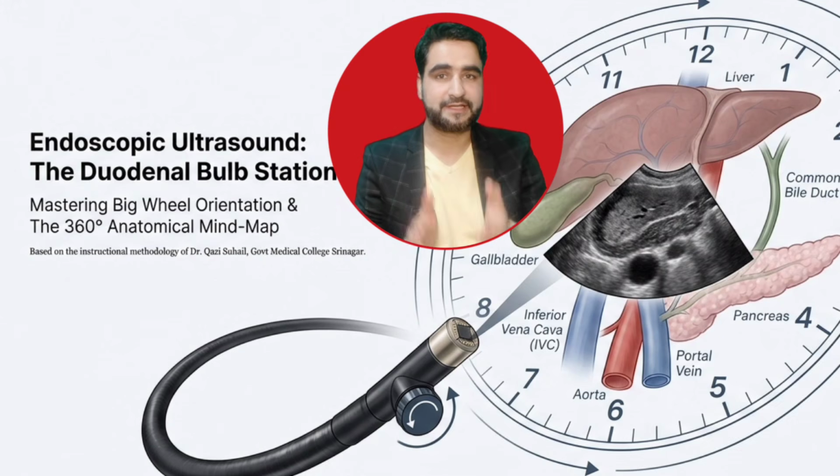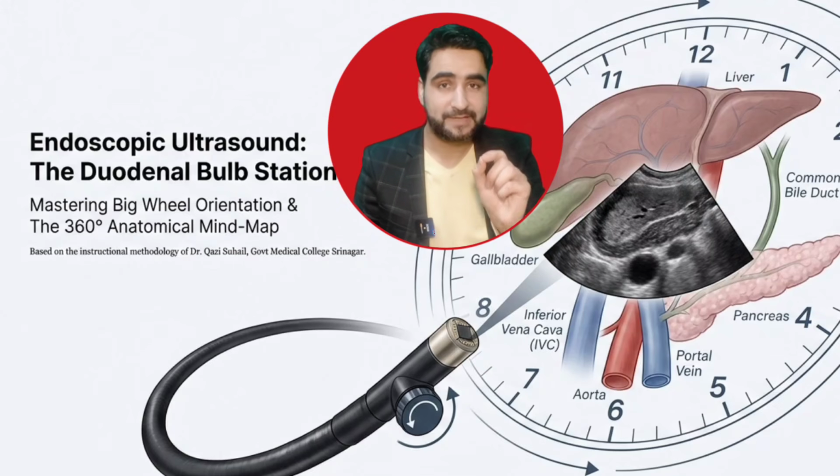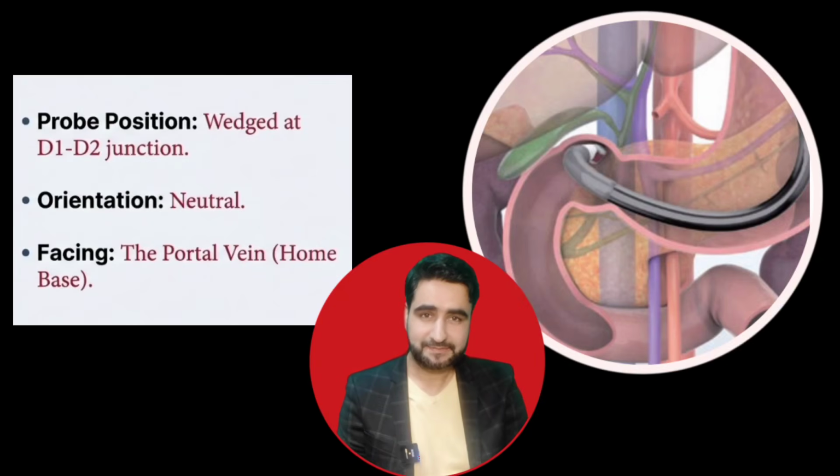The foundation is 360-degree anatomical orientation. To master big wheel rotation, you must first develop a complete 360-degree anatomical mental map at the duodenal bulb level. Let me start with an important reference point.